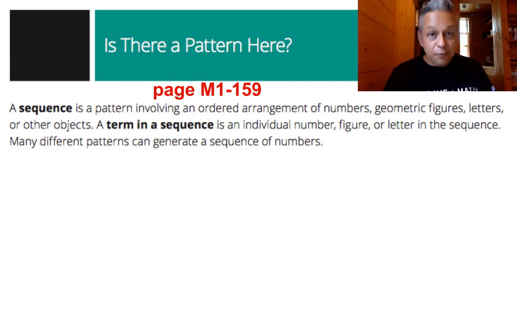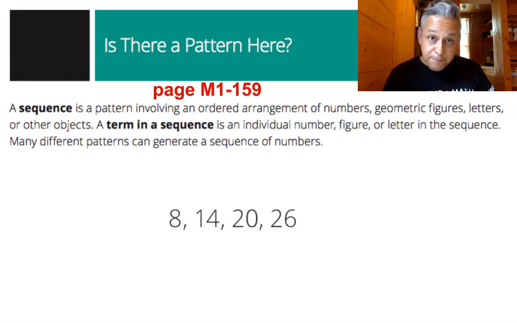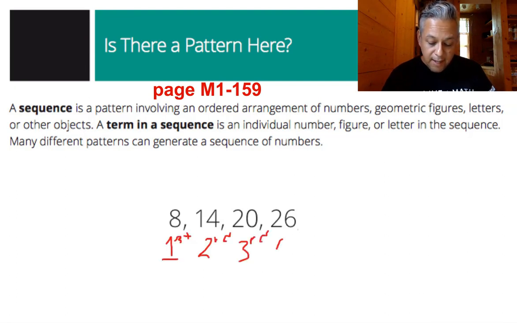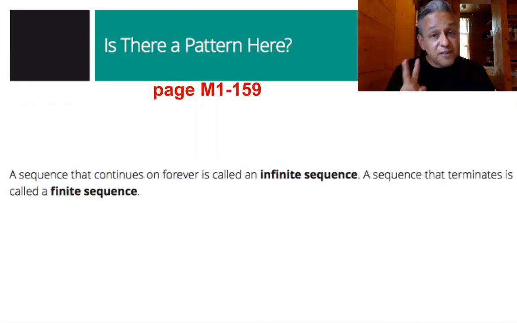So let's look at an example with numbers. Here in this pattern, we have 8, 14, 20, and 26. This is our sequence. And just like in a race, this is our first term, this is my second term, this is my third term, and this is my fourth term. Super simple, right?